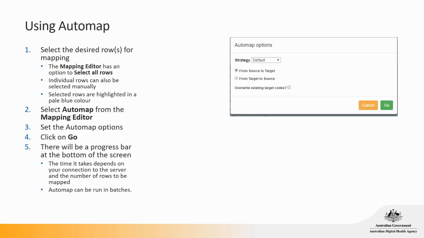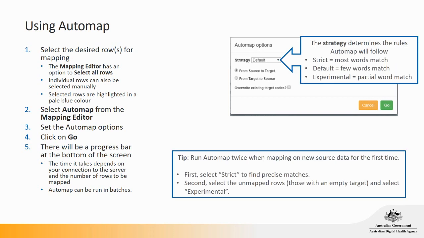First, you need to select the rows you want to map. You can find a shortcut to select all rows from the Mapping Editor menu, or you can highlight individual rows or groups of rows. Any selected rows are highlighted in a pale blue color. Once you have your rows selected, go to the Mapping Editor menu and select Automap, which will bring up the Automap options.